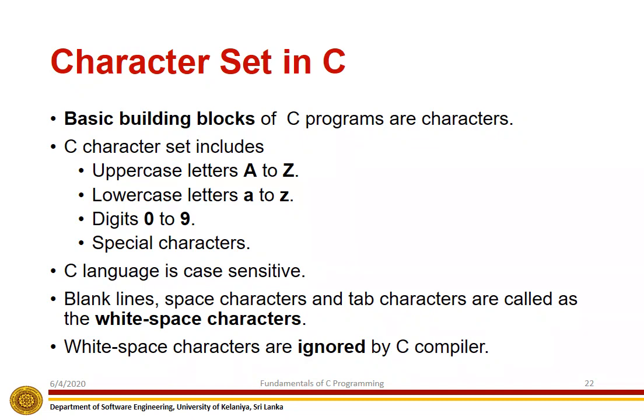Blank lines, space characters and tab characters are called white space characters. White space characters are ignored by the C compiler. It means when the code has white spaces, the compiler can recognize them and ignore them, like comments, and compile the code.